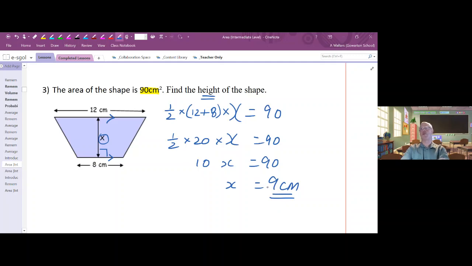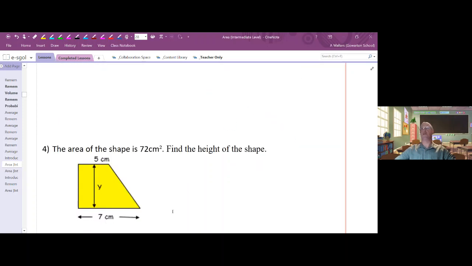Now we could check that this works by saying a half times, in brackets, 12 plus 8, close the bracket, times 9, and it should amount to a total of 90. Okay, so let me just check something. Yeah, there we are. So the next question, the one I'd like you to try is this one.